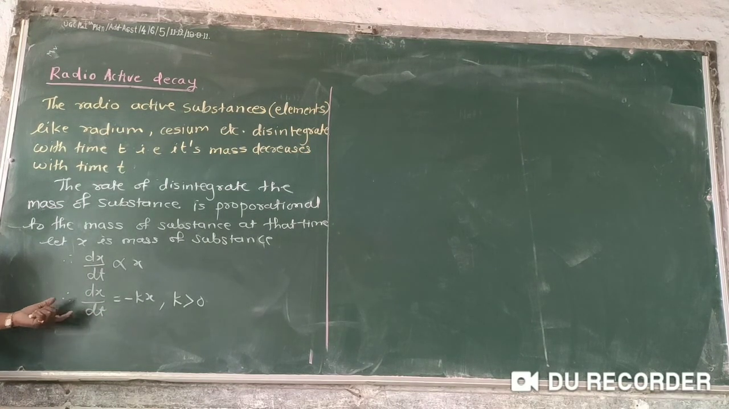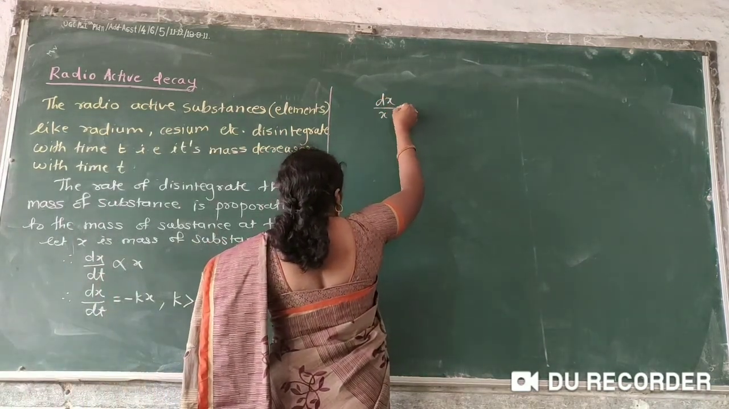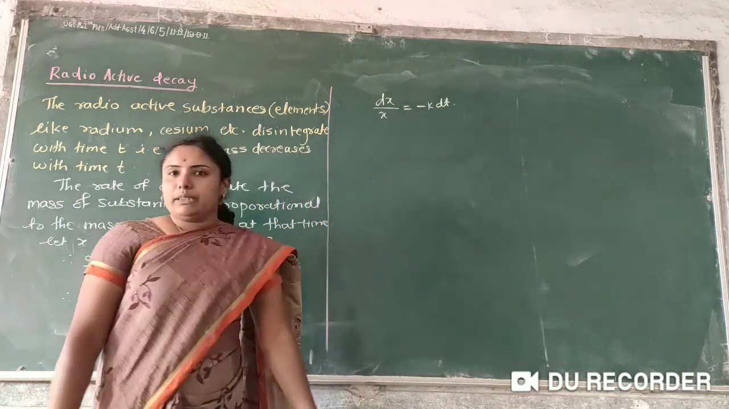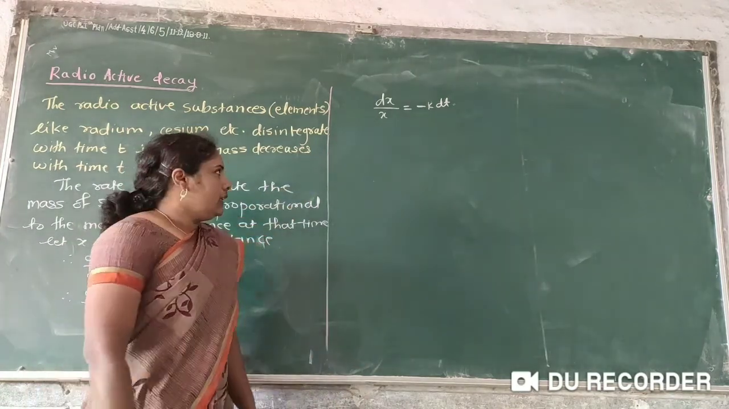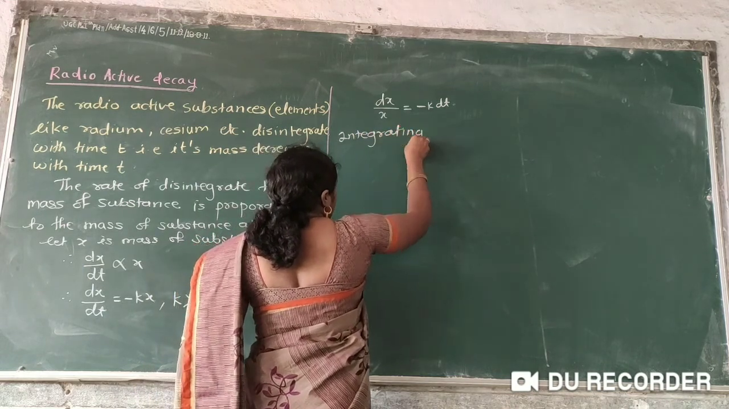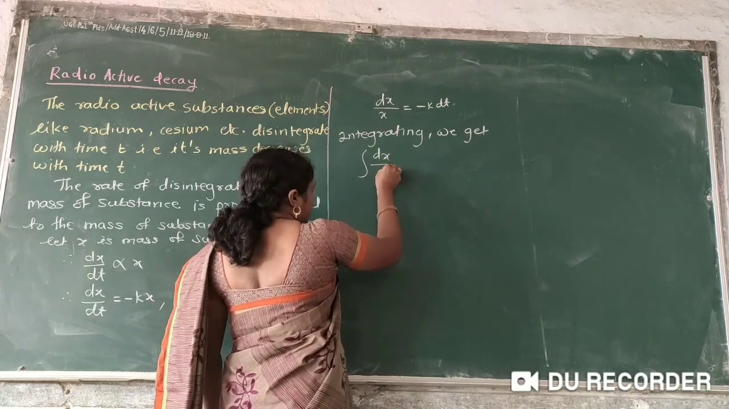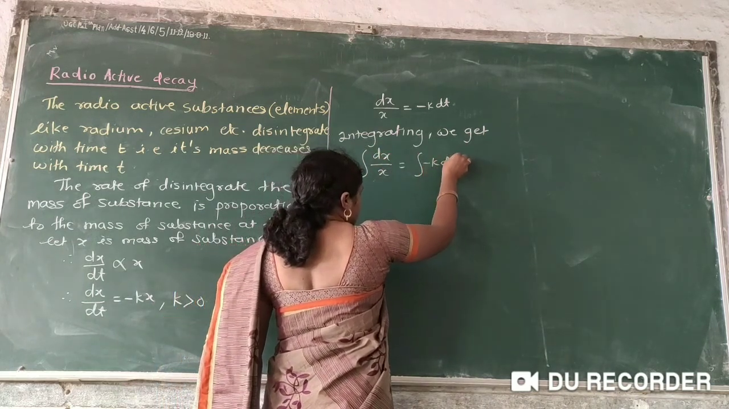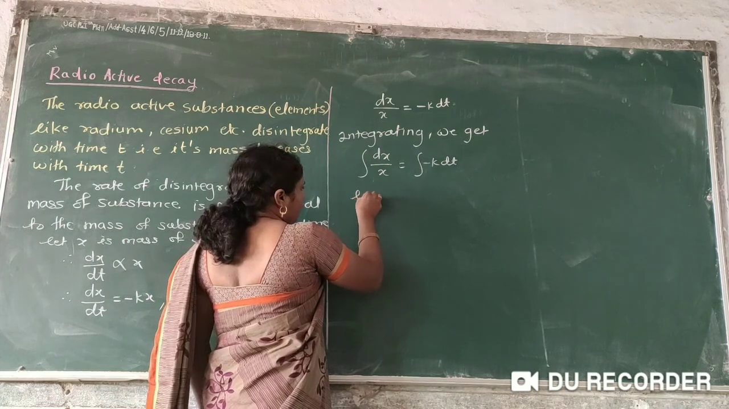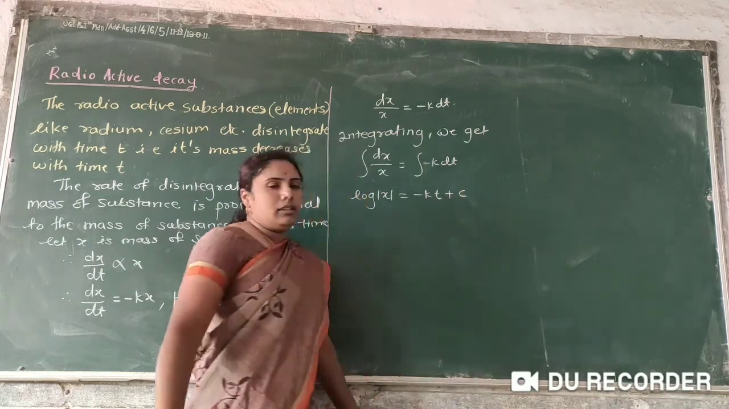We have to separate the variables. We get dx by x is equal to minus k into dt. This is the variable separable form of the differential equation. Integrate this. Integrating, we get the integration of dx by x is equal to the integration of minus k dt, and you know the integration of 1 upon x is log mod of x equals minus k t plus the integration constant c.